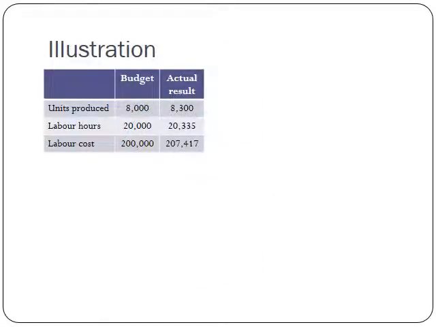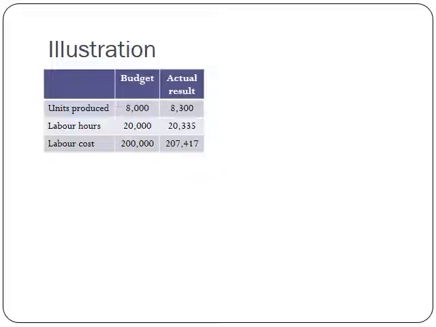Let's have a look at an illustration. So we've prepared a budget based on standard costs, and we've also recorded what actually happened with regard to our labour. So we'd budgeted to produce 8,000 units, we actually made 8,300 units. We budgeted to use 20,000 hours in making those units, but we actually used 20,335 hours. And our budgeted labour cost was £200,000, but we actually spent £207,417.